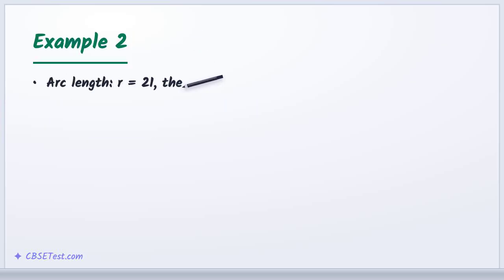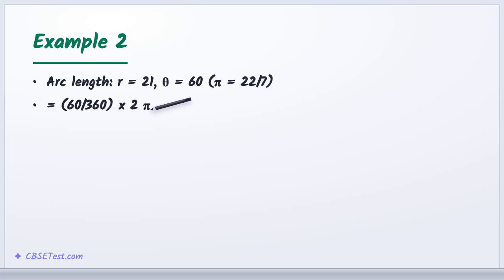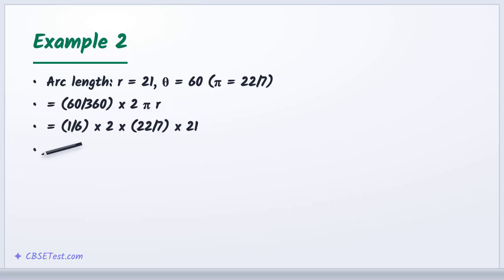For an arc of 60 degrees in a circle of radius 21, the fraction is 1/6. The arc length is 1/6 of the circumference, 2 pi r, which is 1/6 of 132, that is 22 centimeters.